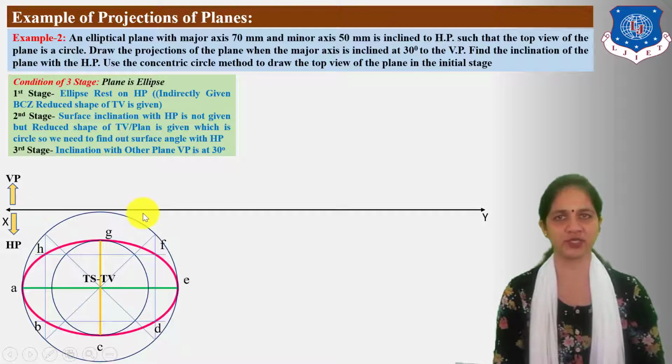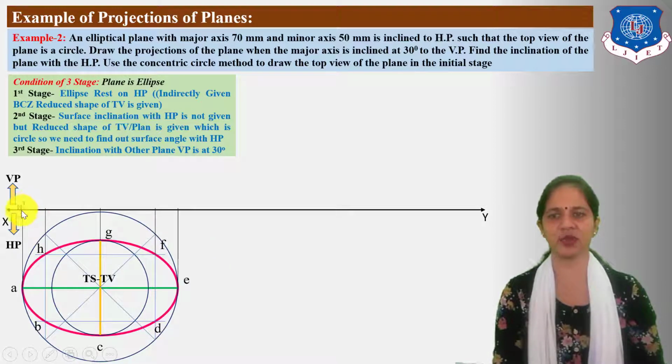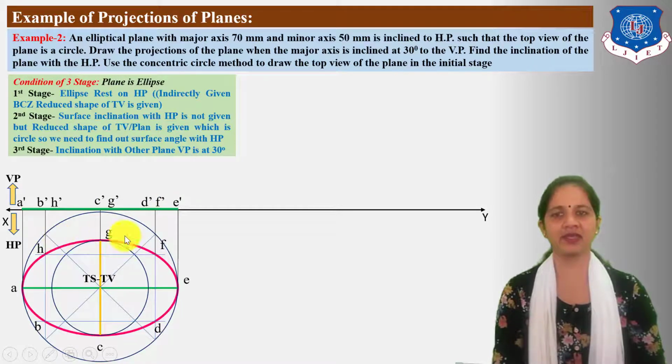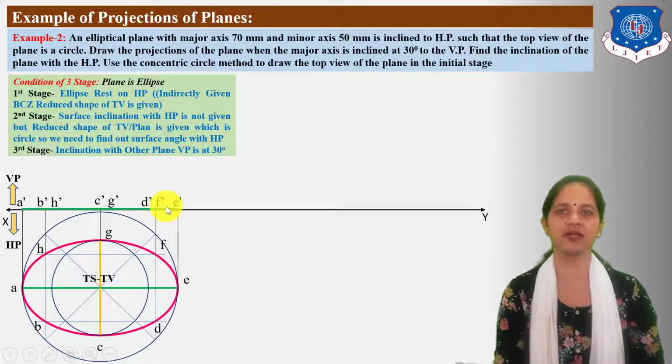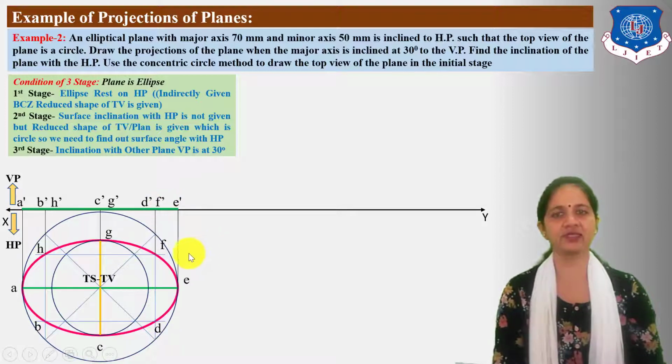Now for the front view projection, draw upward projection lines from A to H points of the true shape up to the XY line, and mark the elevation points A dash, B dash, H dash, C dash, G dash, D dash, F dash and A dash. Connect all these points in proper sequence with a line. Here the plane rests on HP, so the front view is always a straight line on XY. Next, draw the second stage top view and front view.